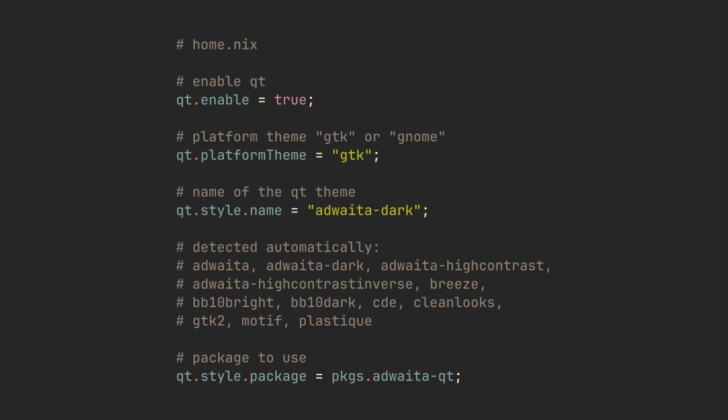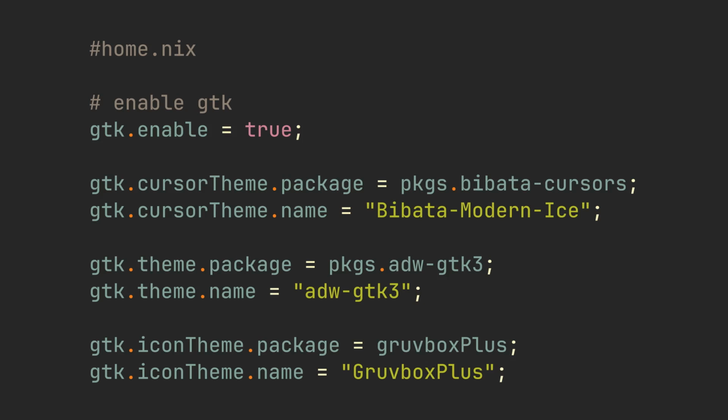Unless you want to use a specific engine, theming QT is very easy. You can just select a name for your QT theme from the ones that are automatically detected, or define your own package. GTK themes are more interesting though, and we have many more options available. You can change mouse cursor, overall theme, and icon theme. Each of them can take a package and a name.